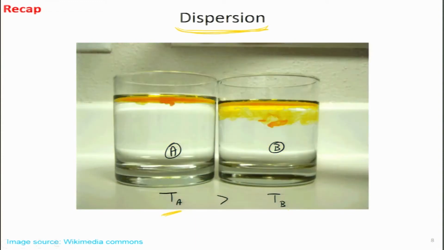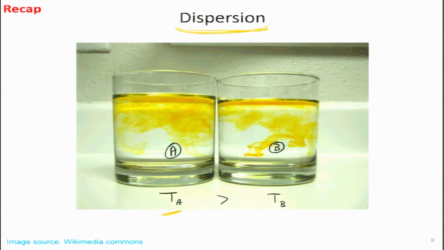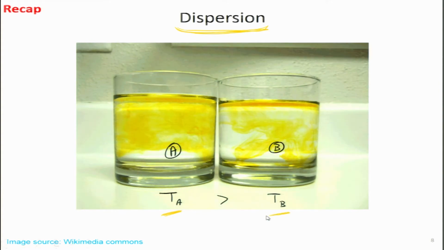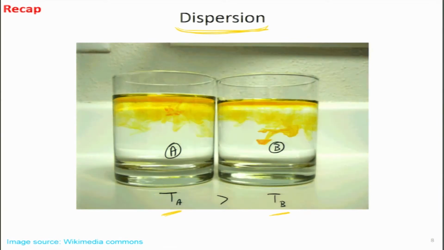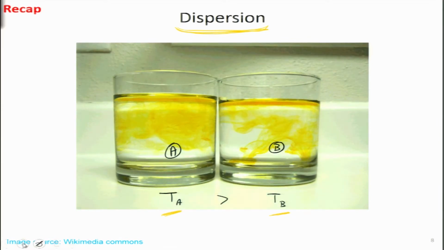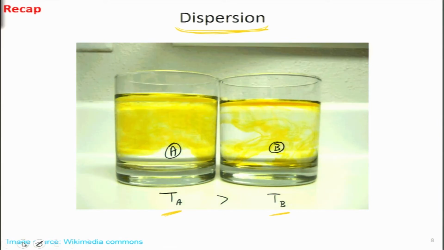So this is a very good example of dispersion, and I had explained yesterday that we can guess that the temperature of water in glass A must be higher than that in glass B, because the perturbations of molecules is much higher in A, which aids the mixing of this particular yellow dye.